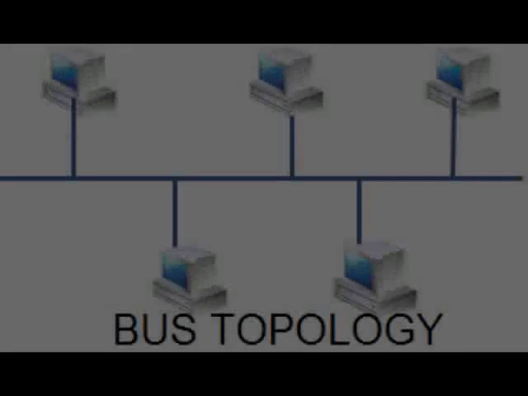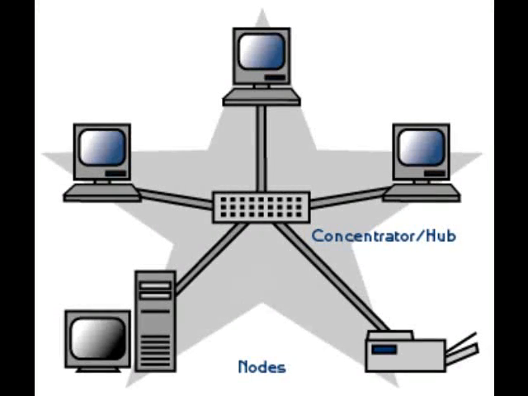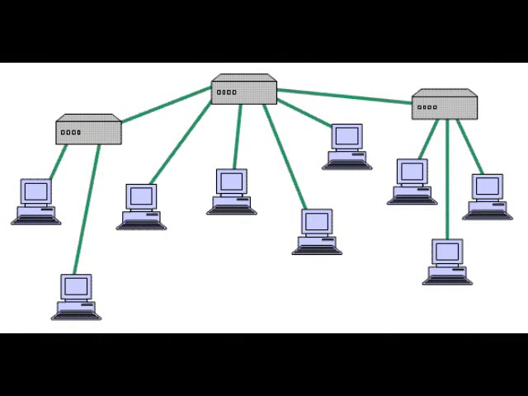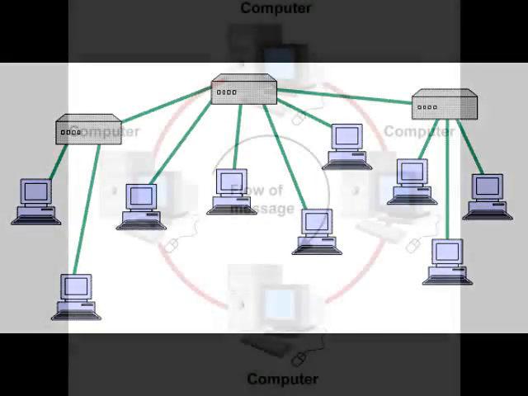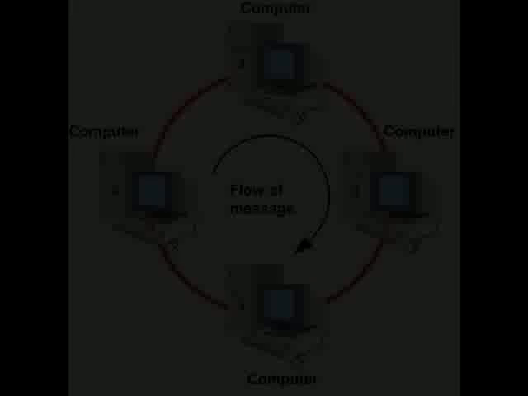The first one is the bus, in which all nodes are connected along a single cable. The second one is the star, where all nodes are connected to a central node. There's also the tree topology, in which the nodes successively branch off from other nodes. And the ring topology is the circular transmission of information controlled by tokens.